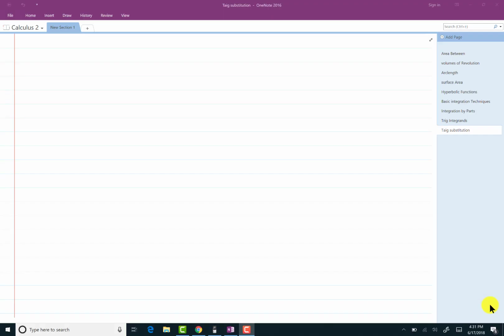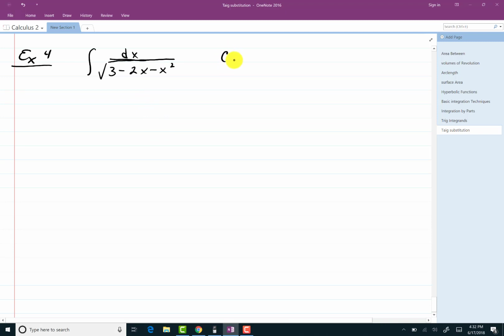Example 4 involves one that at first doesn't look like it belongs with some of our problems. It goes dx over the square root of 3 minus 2x minus x squared, the square root of all that. Now, in order to make use of our stuff, we typically need a number plus something squared or a number minus something squared or turned around or something like this. This has a third term, but we can fix that using completing the square, and I'll sort of remind you of what that is.